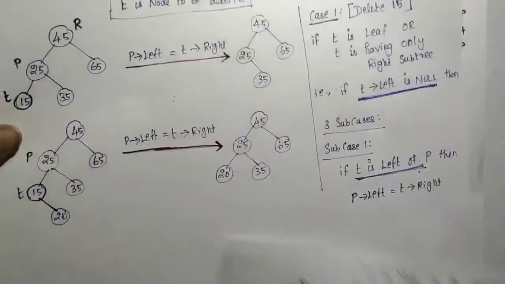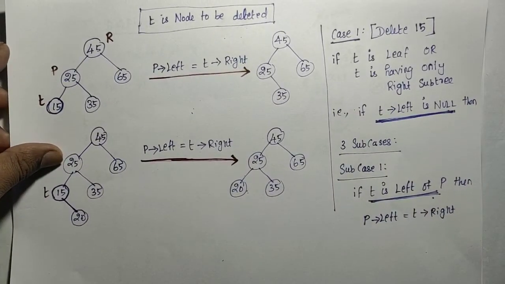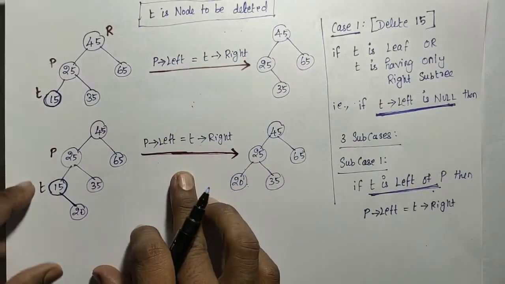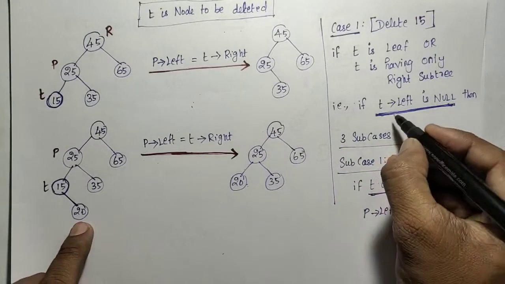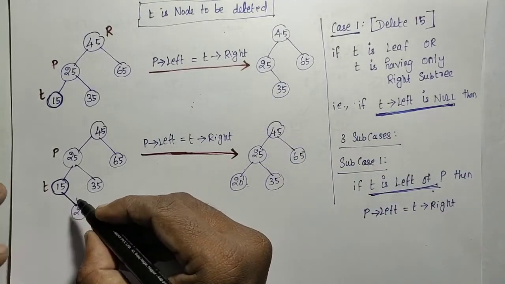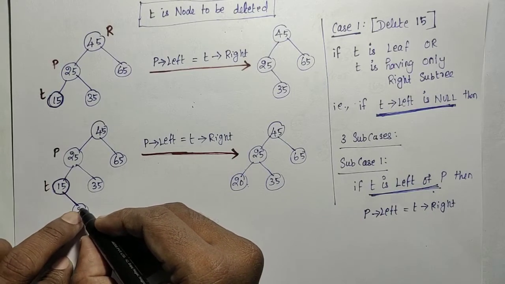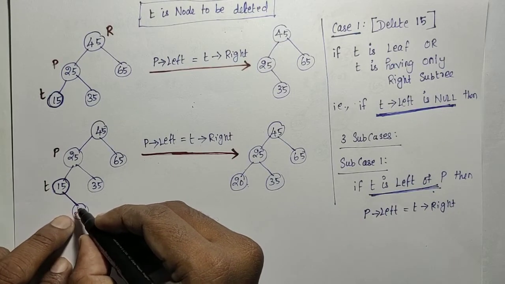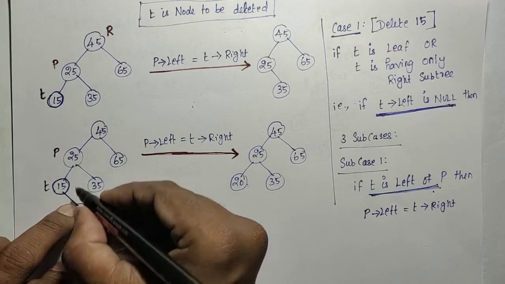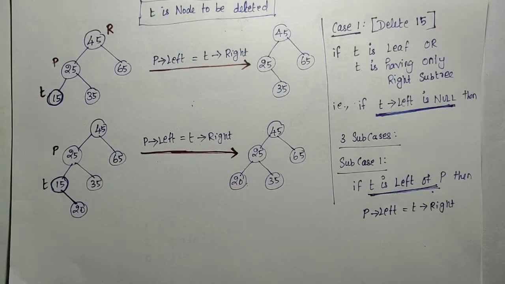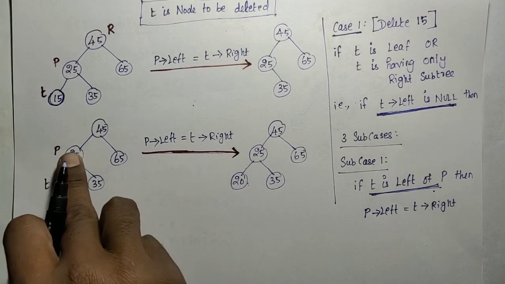So what is the case 1 objective? If the t of left is null, the simple solution is I wanted to join the right of the t to its parent. That's all. Right of the t to its parent.